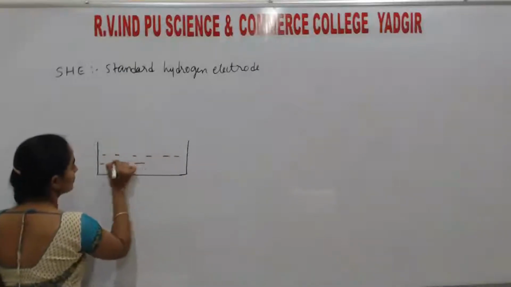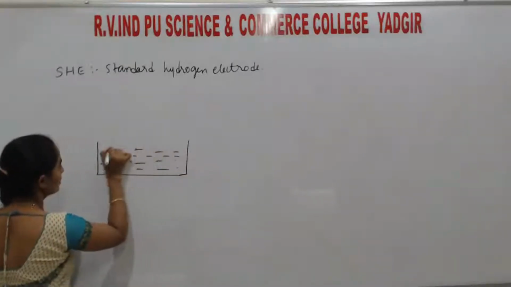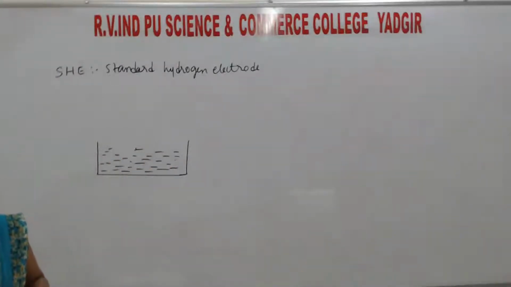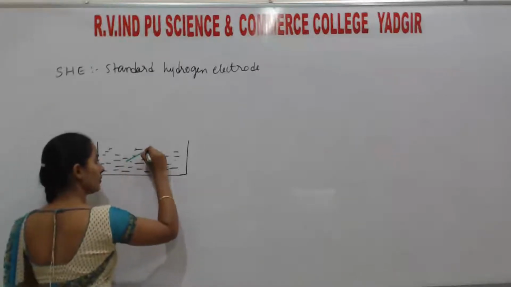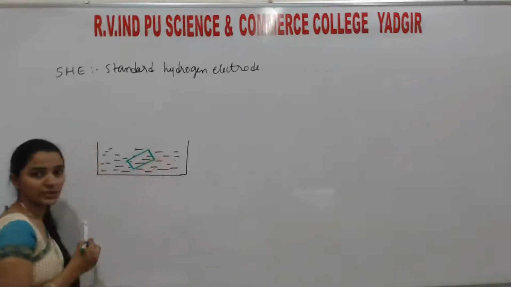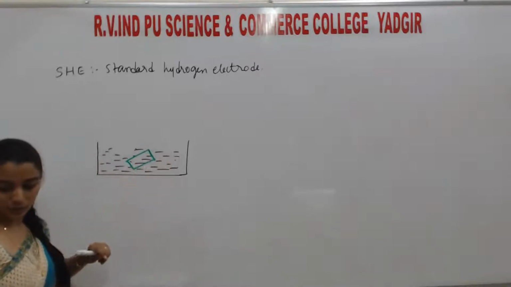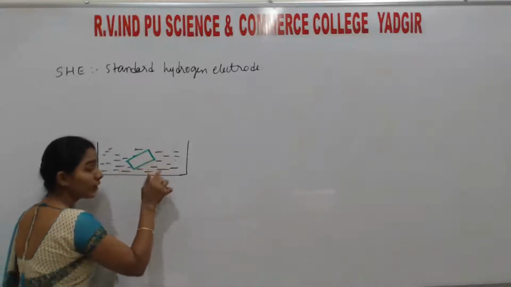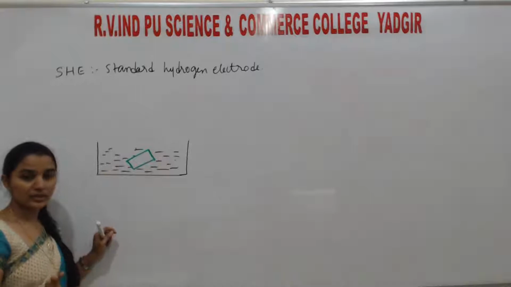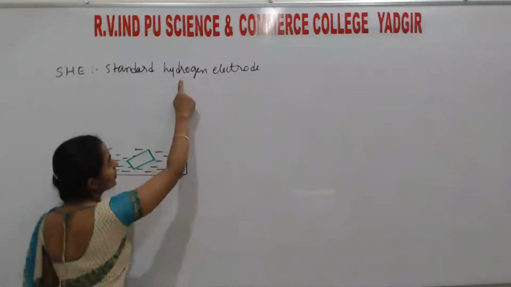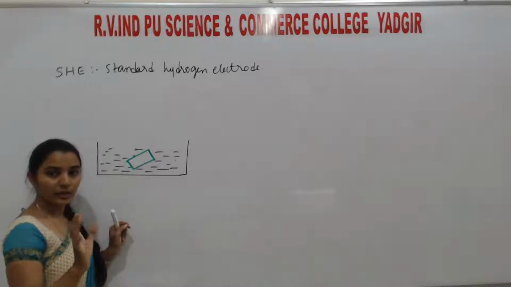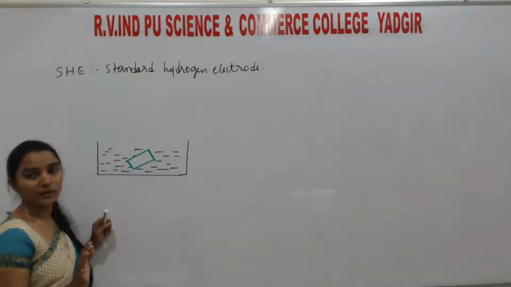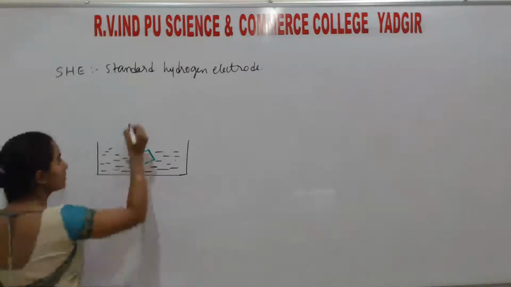This is the electrolyte. In this electrolyte, a platinum electrode is placed. This is the platinum electrode. This one is the electrolyte, and that electrolyte must be an acid, which consists of H plus ions, because we are talking about the hydrogen electrode, the standard hydrogen electrode. That means this electrolyte must consist of hydrogen ions. So then what happens?